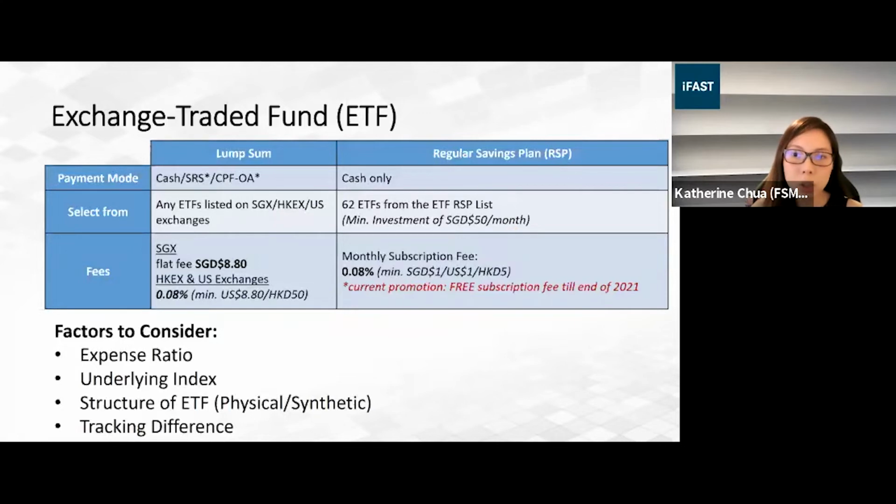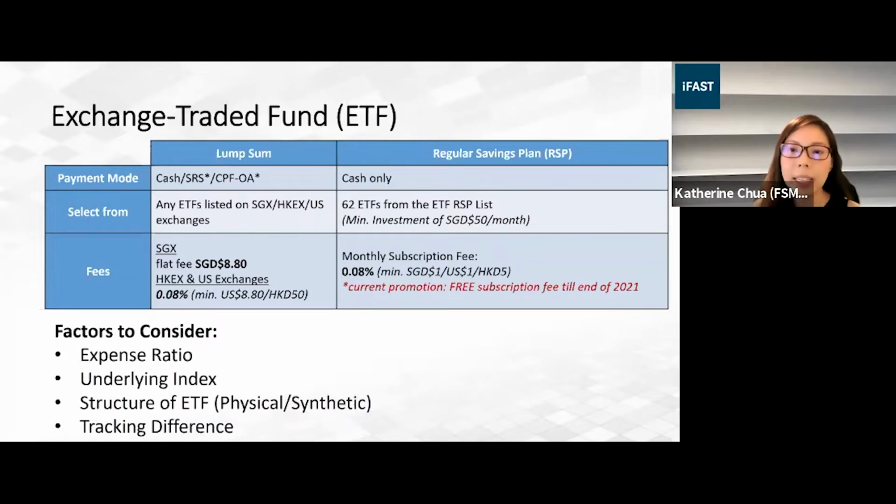You can either choose to invest a lump sum, or do a dollar cost averaging strategy by subscribing to a regular savings plan. We call it RSP here. There's no minimum commitment period for the RSP. You can terminate anytime you want without penalty. Similar to stocks, the lump sum trading fees are 0.08% for Hong Kong and US, and for Singapore, it's a flat trading fee of 8.80.